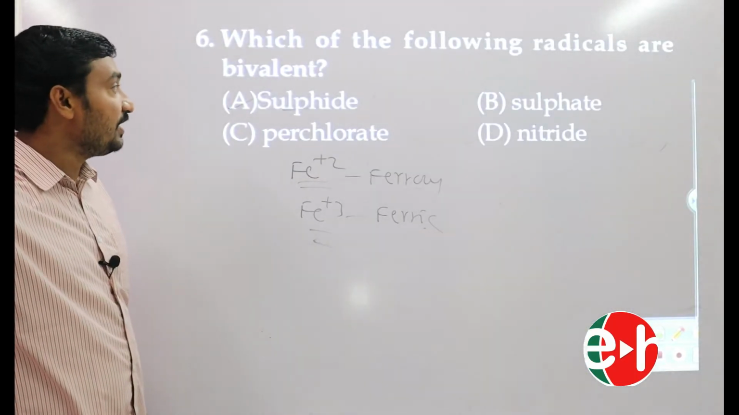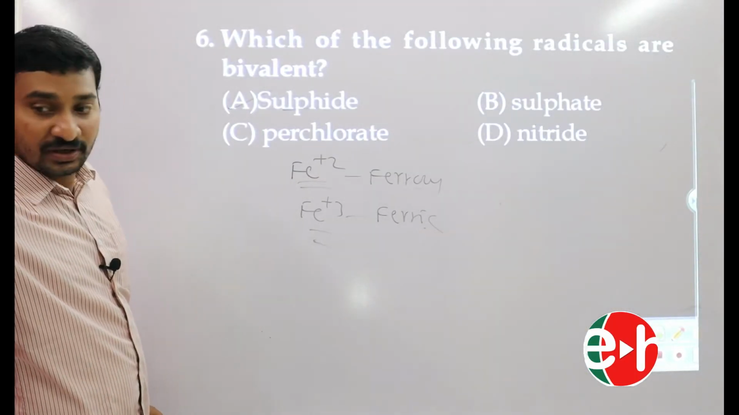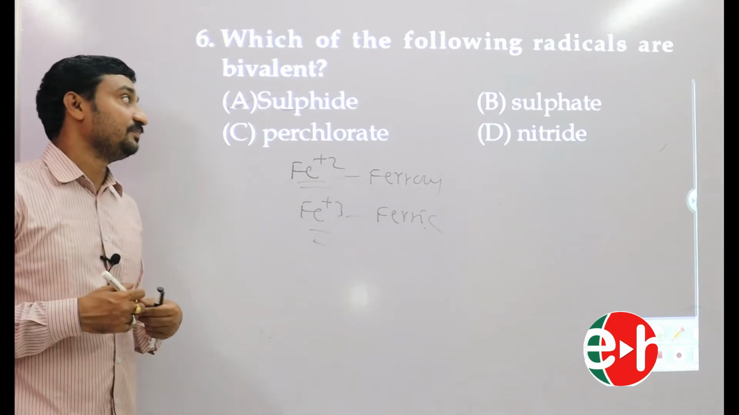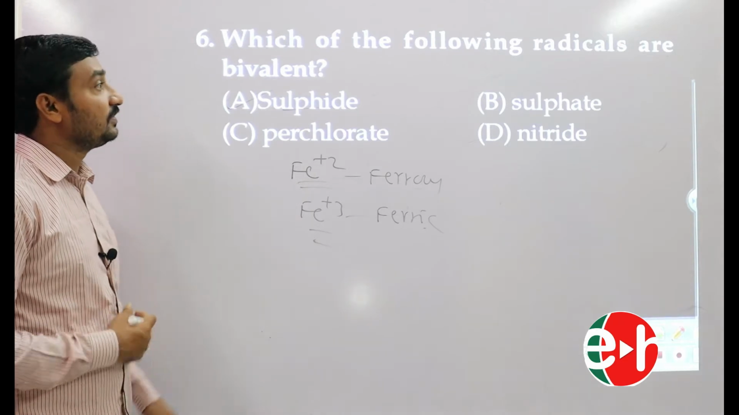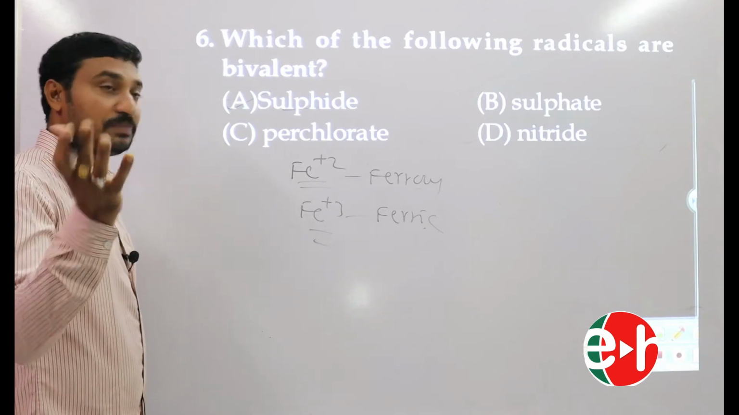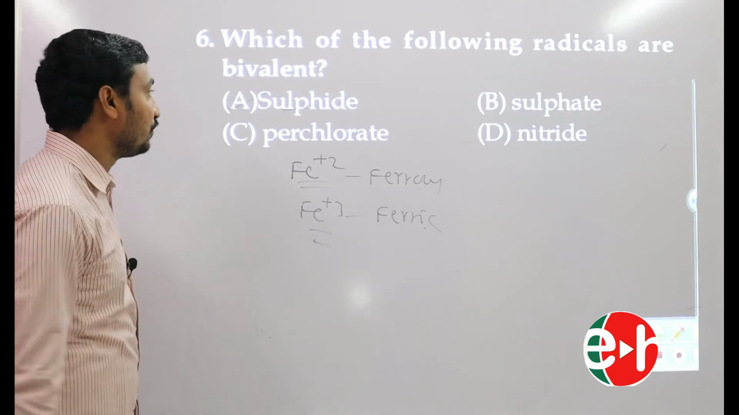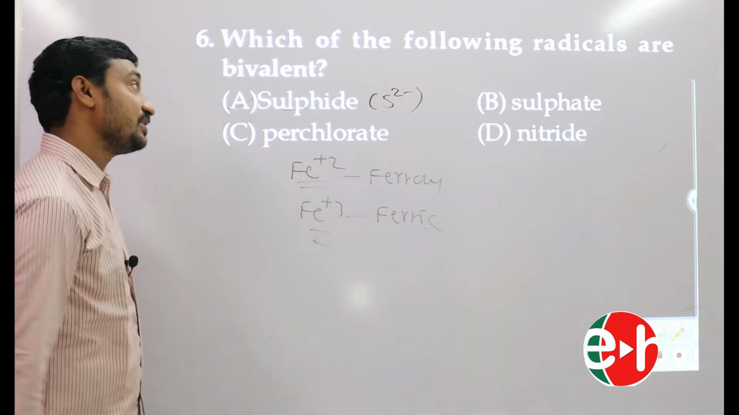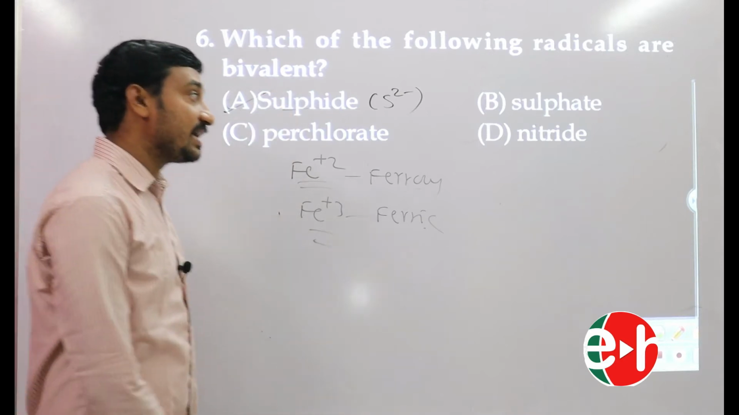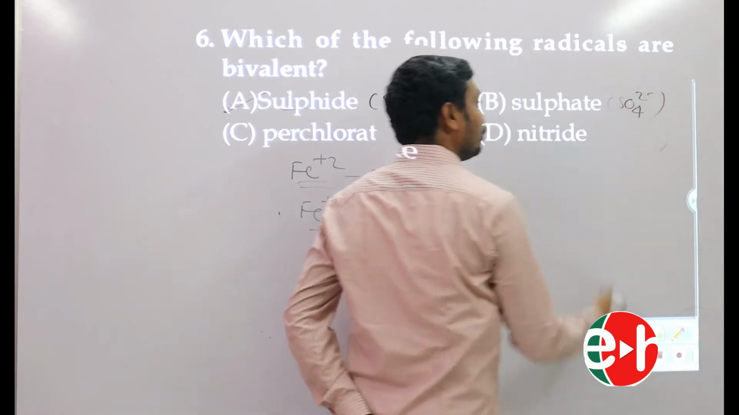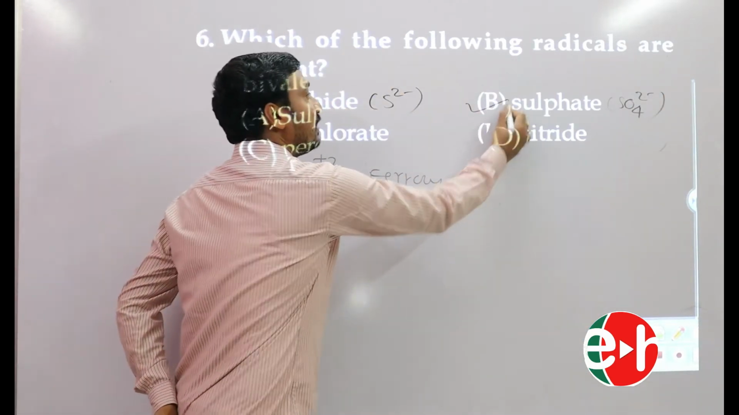Okay, next question please. Which of the following radicals are bivalent? Bivalent means divalent, charge plus 2 or minus 2. Okay, sulfide, we know sulfide S2 minus, sulfide ion. Yes, this is bivalent. Sulfate SO4 2 minus. So this is also bivalent.